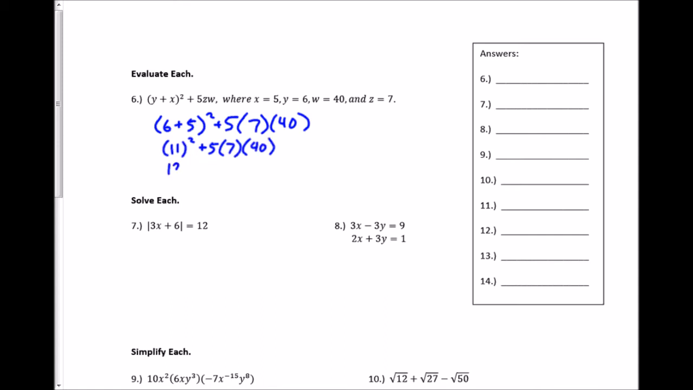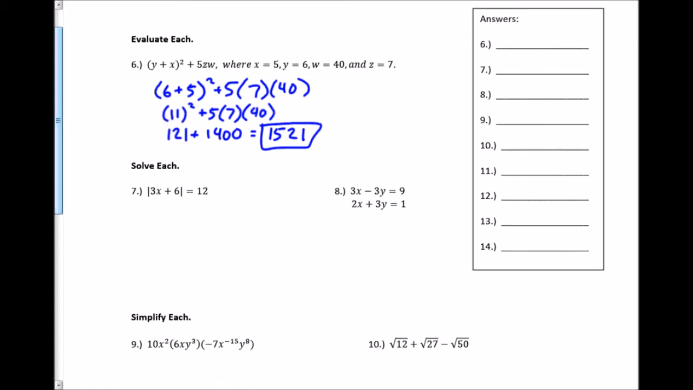Here, that's a 121. Over here, when I multiply this guy out, it looks like it gives me 1,400. Then I add them up. That gives me a 1521. And that's it. The next one's asking me to solve.